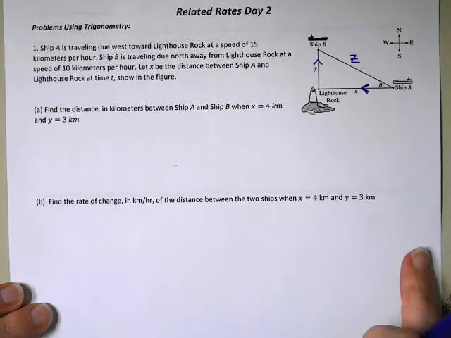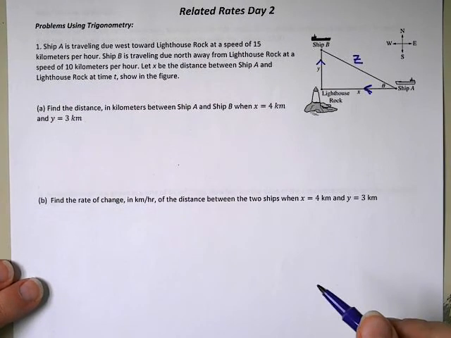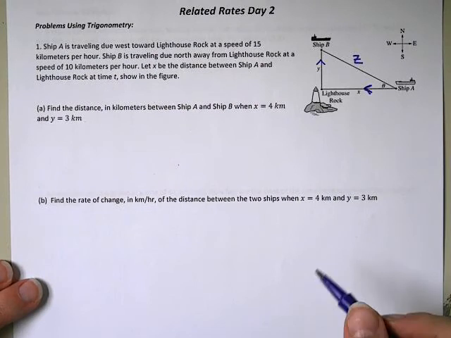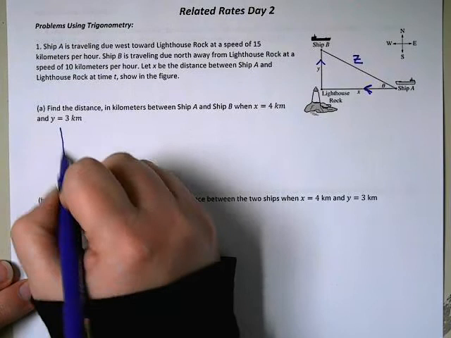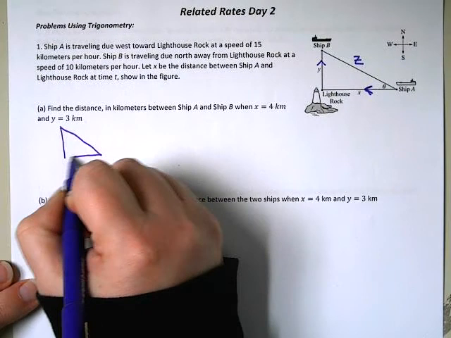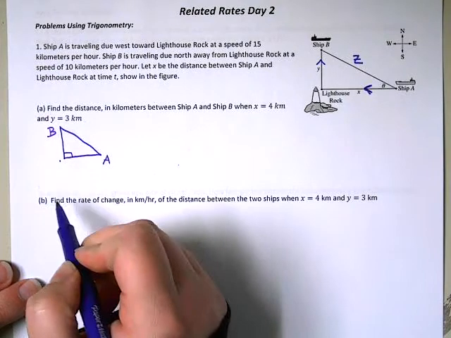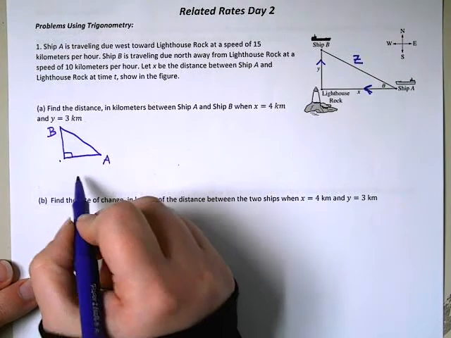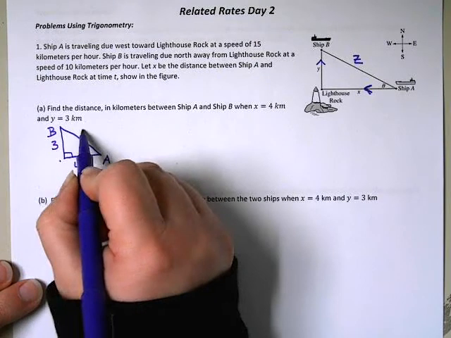So let's take a look at what's going on here. Part A says find the distance in kilometers between ship A and ship B when x equals 4 kilometers and y equals 3 kilometers. Hopefully you can see right away that this isn't even a related rates problem for part A. Here's ship A, here's ship B, here's the lighthouse. We know that x is 4 kilometers and y is 3 kilometers, and we're looking for z.